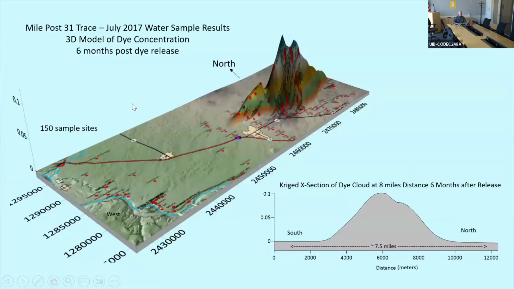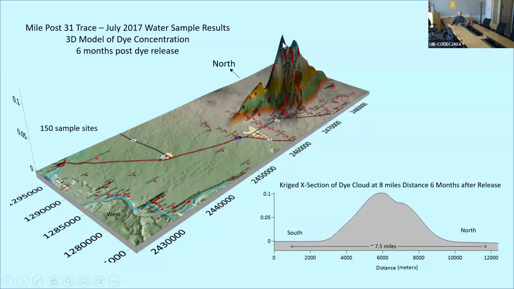This is a 3D view of all of, not just the cross section at 8-mile distance, which is located about right here, but all of our water concentrations of dye out to 19 miles, which is located here. This is the town of Jerome, and this is the town of Wendell. North is up and to your left. So the recharge basin is back to the east here.